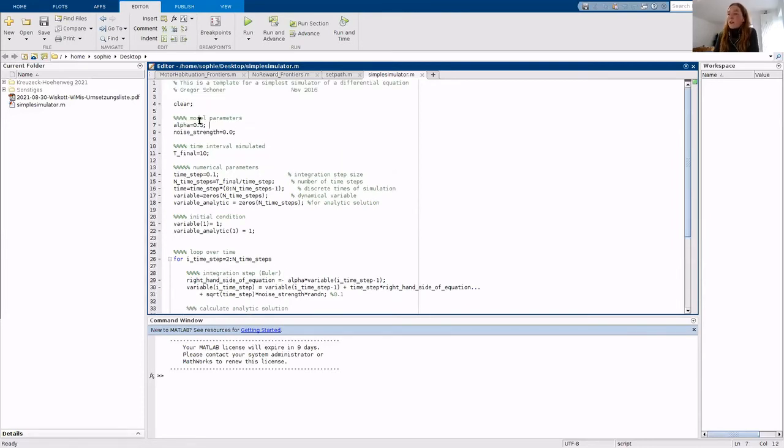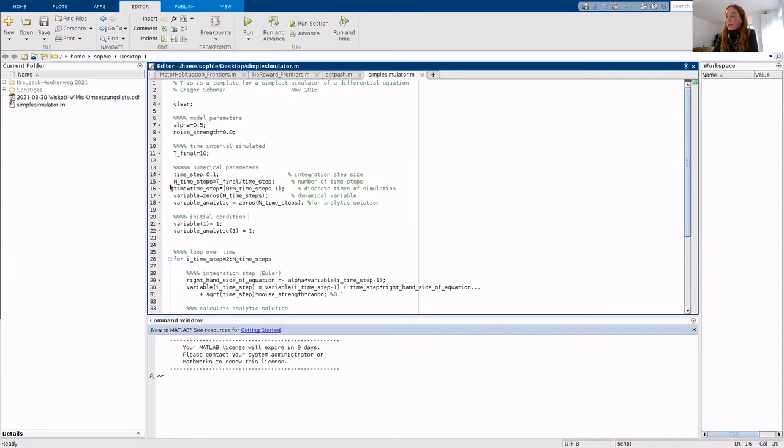So the alpha, the slope of our linear system, we say it's 0.5. And we have no noise in our system. We simulate this until a final time of 10, whatever 10 is in this system. Then the 0.1 is our time step. Then we know the number of time steps we need to reach our final time 10.